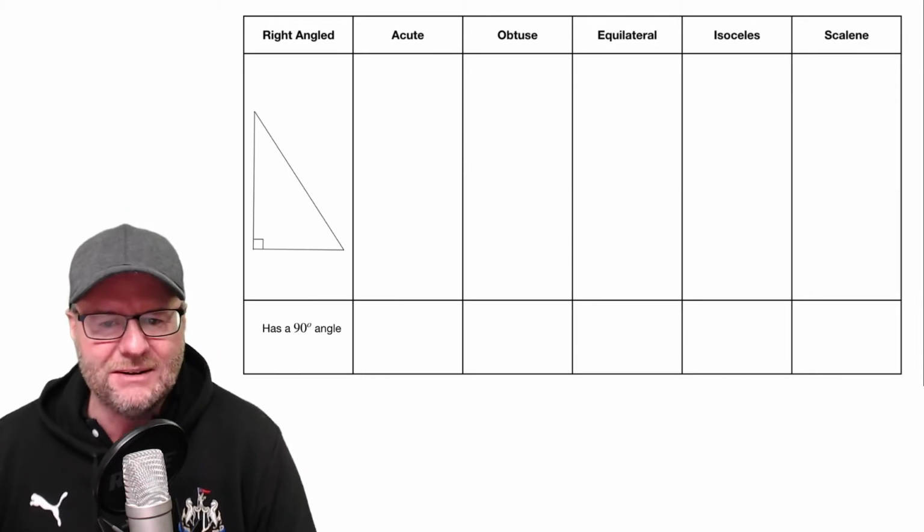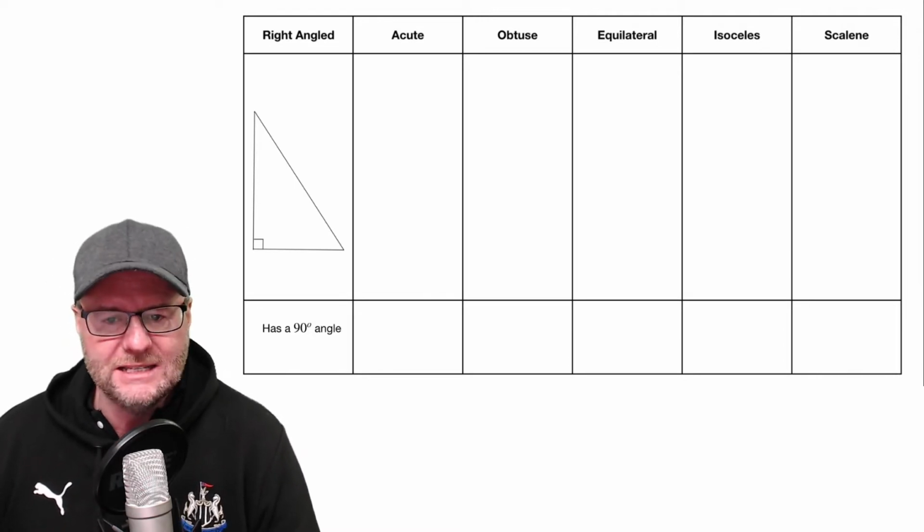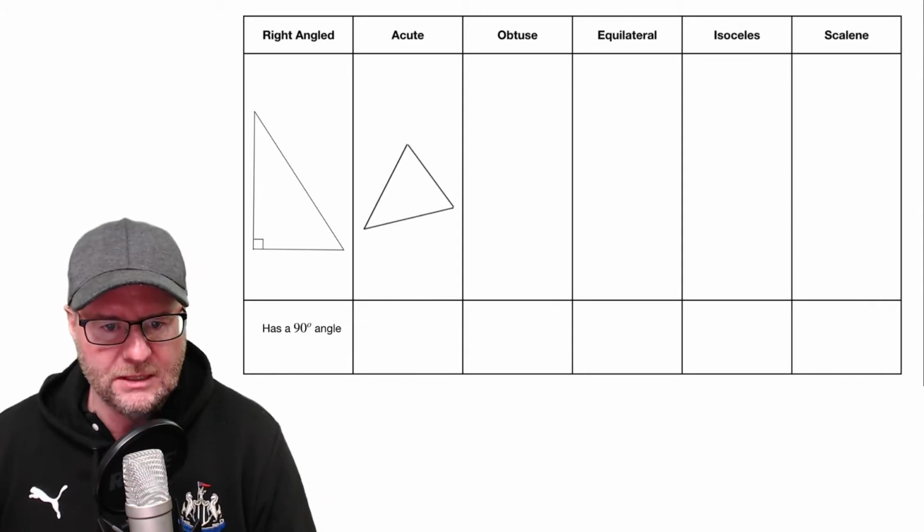But there are other types of triangles. Not all triangles are right angled. So let's have a look at some of the other types of triangles that you might come across. Something like this one here.